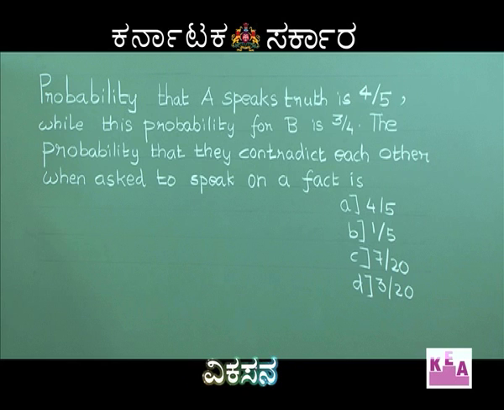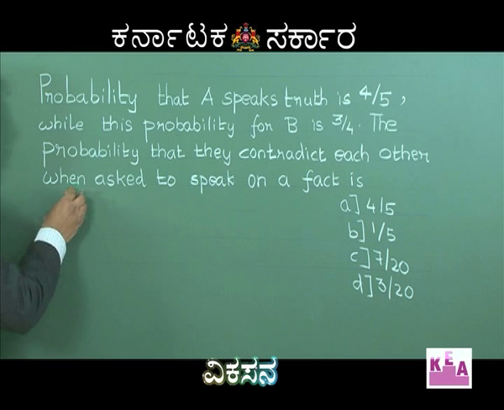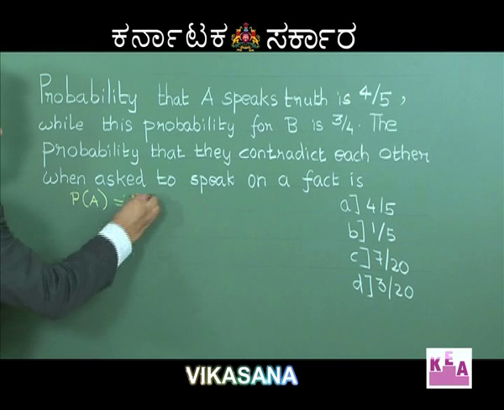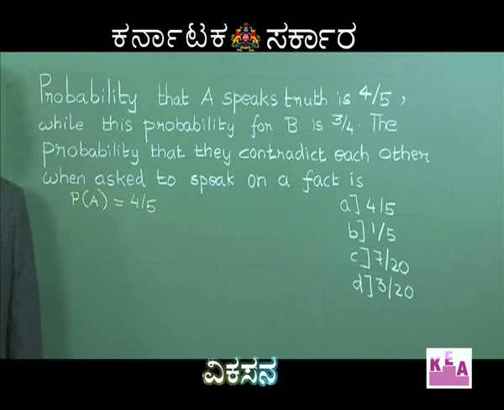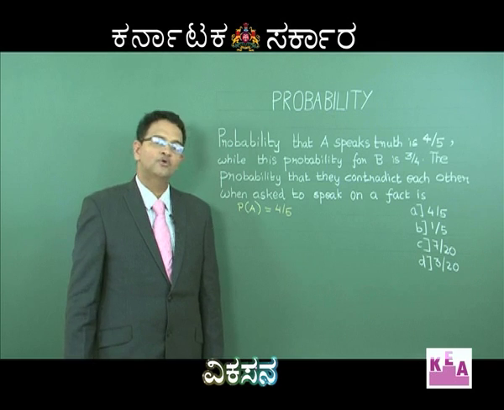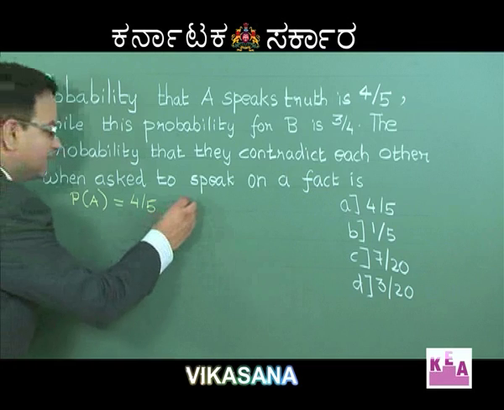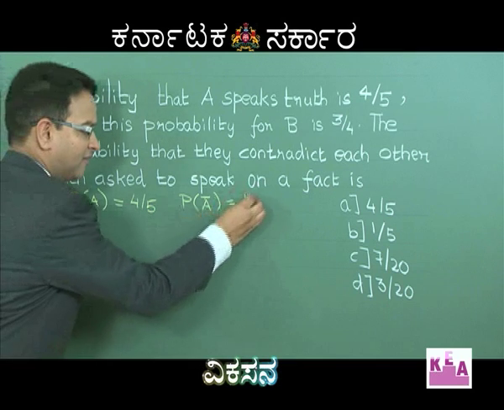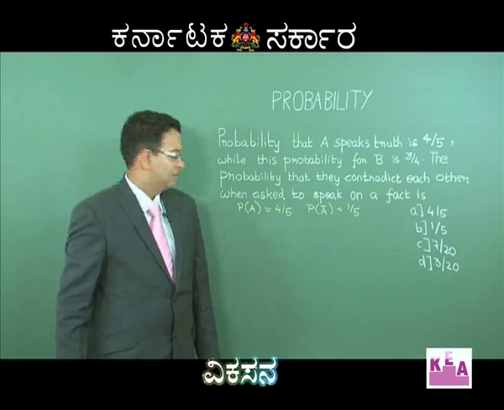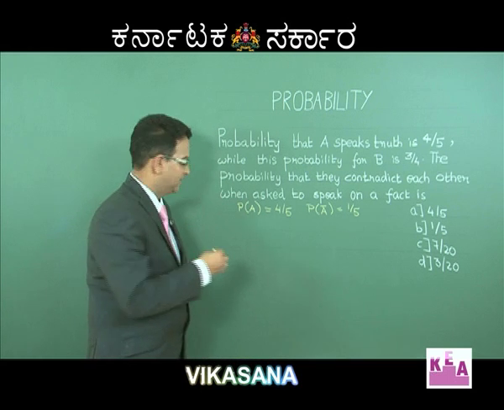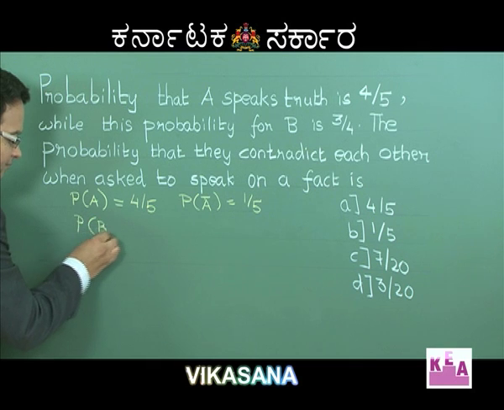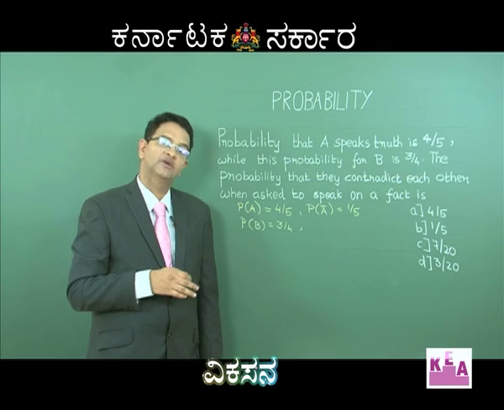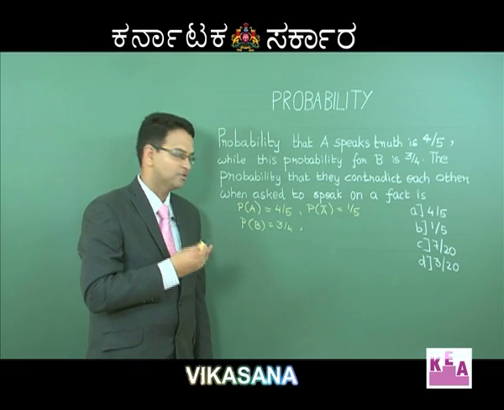So first we need to understand the question. Probability that A speaks truth is 4 by 5. So let's write it down. P of A speaking truth is going to be 4 by 5. That means 1 out of 5 times he is known to speak a lie. So that is nothing but P of A bar, which would be 1 minus 4 by 5, which is 1 by 5. And similarly, the probability that B speaks the truth is 3 by 4. And the probability that B does not speak the truth is going to be 1 minus 3 by 4, which is 1 by 4.